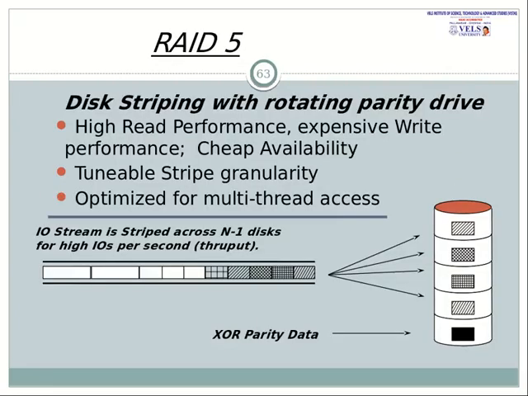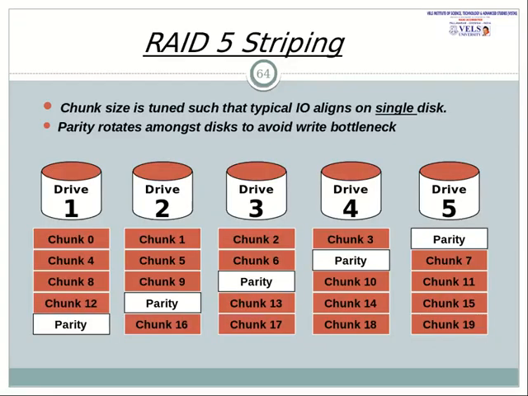RAID 5 means data striping with a rotating parity drive. Rotating the parity drive means that each and every disk has its own parity. So it gives high read performance, expensive write performance and cheap availability. For example, disk drive 1 has a parity and drive 2 has a parity bit, so the parity bit is commonly distributed across each and every disk. Chunk size is tuned to typical IO sizes of a single disk, and then the parity rotates among the disks to avoid write bottlenecks.